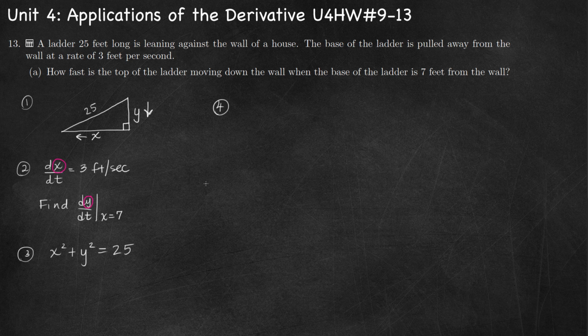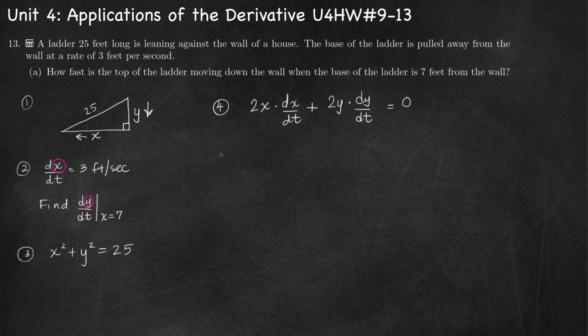Now that I have my equation relating my two variables, I'm going to take the derivative with respect to t. The derivative of x squared is 2x with respect to x, and then times dx/dt to get the derivative with respect to t. Plus, the derivative of y squared is 2y with respect to y times dy/dt equals the derivative of 25 squared, which is 0.